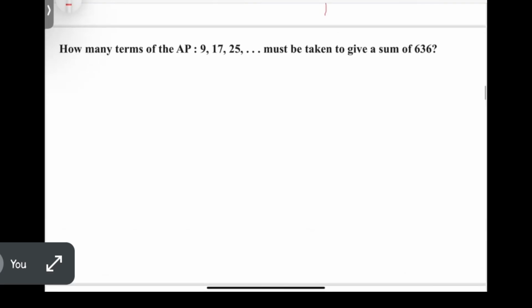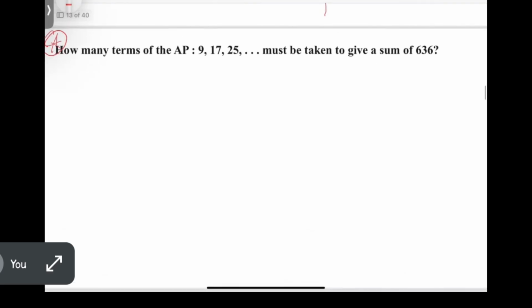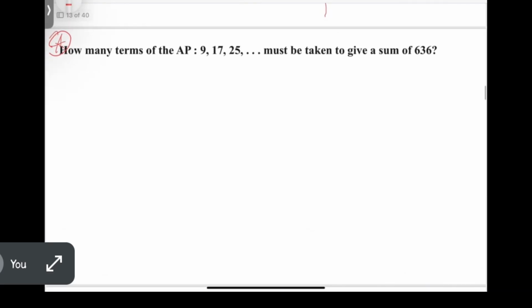I'll leave this one for you. Same thing here. I'll just extract some data here. Since this is a series, which term do we need to sum to get this one? So a is given as 9 and the common difference is the second term minus the first term, 17 minus 9, which is 8. So d is nothing but 8.